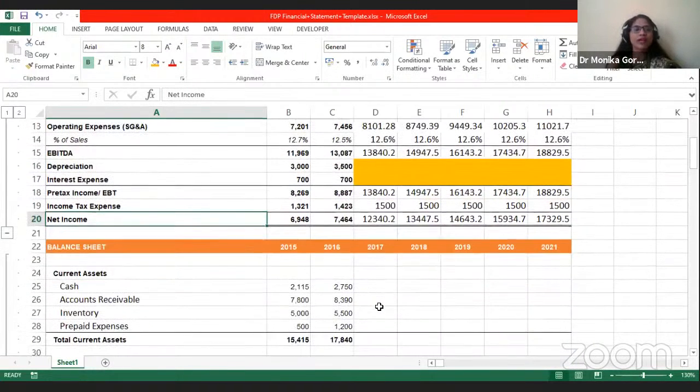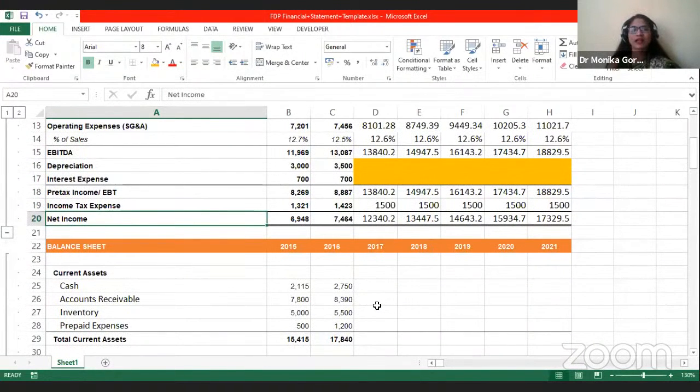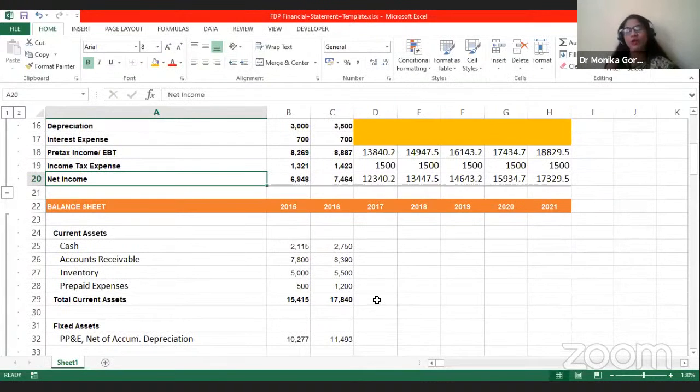Okay. Moving ahead, let's start with our next statement, which is the balance sheet. What is a balance sheet? It is the statement which talks about your current asset, your fixed asset, your current liability, fixed liability and your shareholders equity.